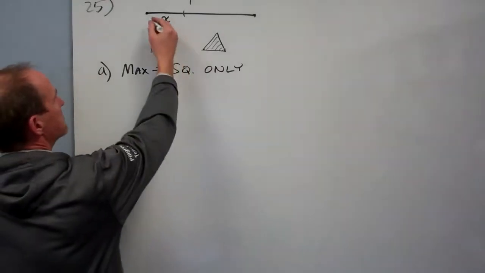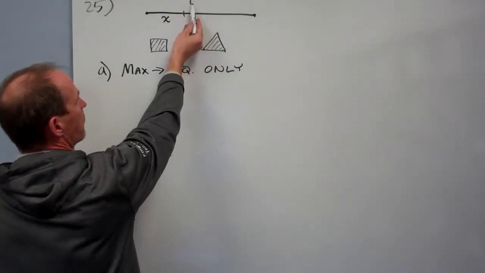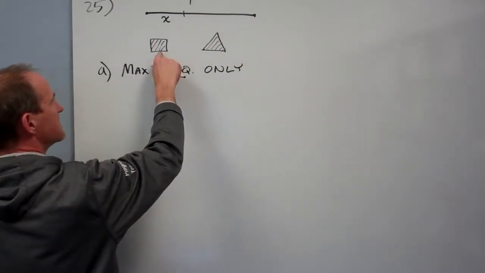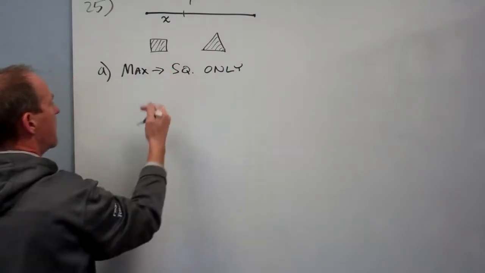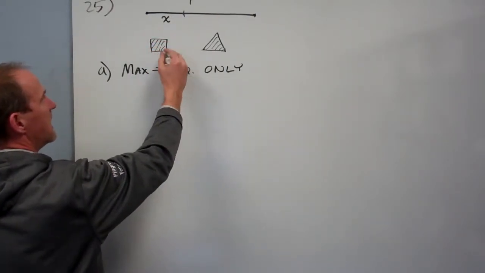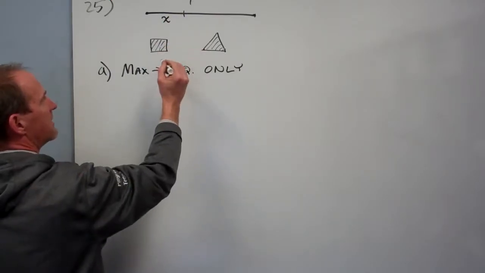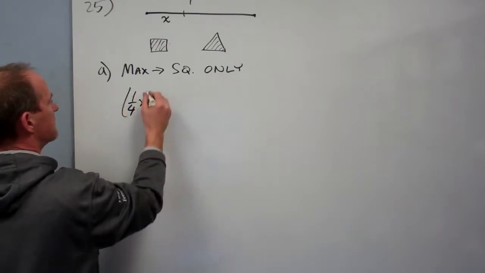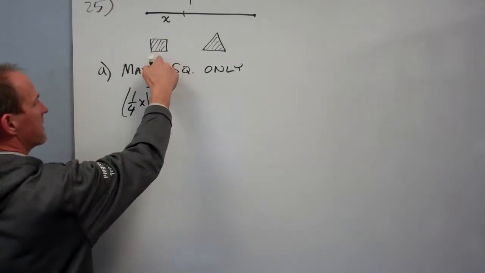So I'm going to cut this length of 1 meter, 1 whatever, by x. And what is this area going to be? Well, I would take and divide that x by 4, okay? And then I would square that. And so it's going to be 1/4 x squared is going to be this area.